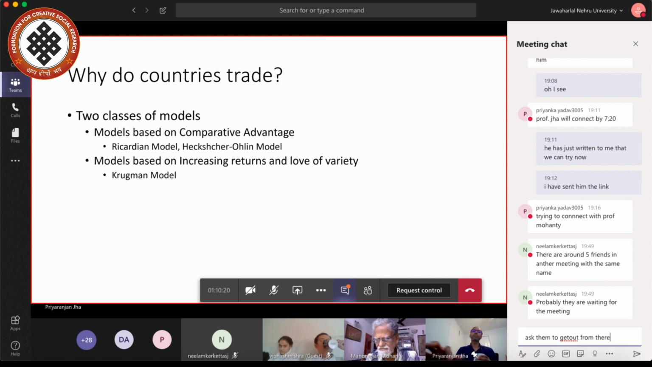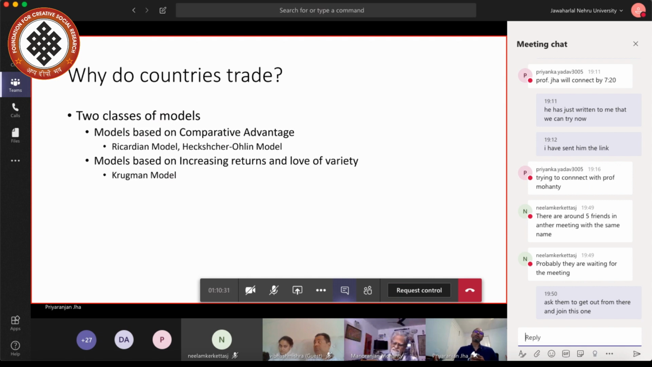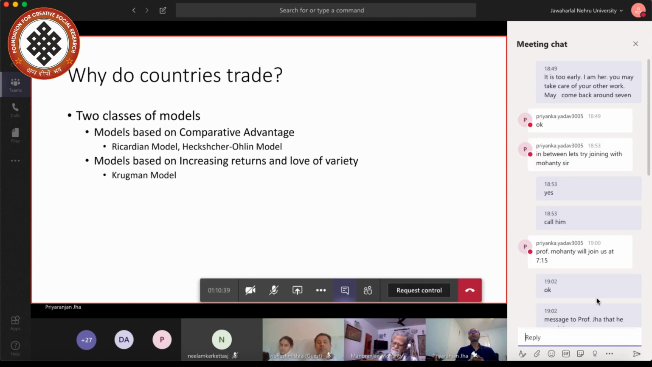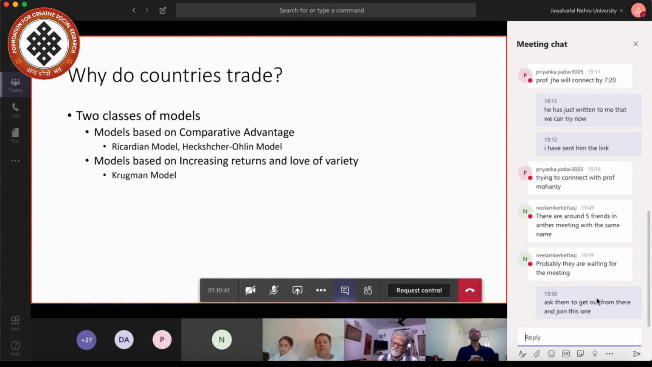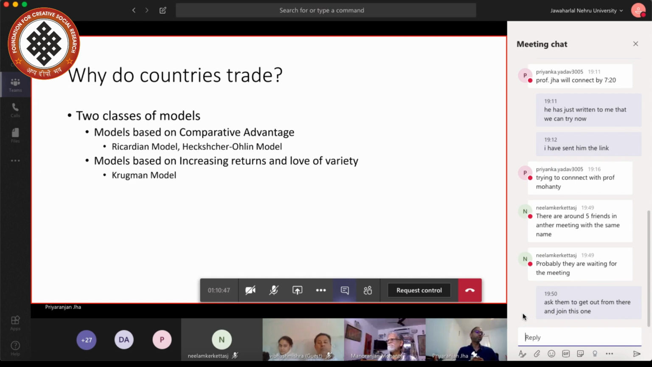The newer model of trade is based on increasing returns and love of variety. This is the Krugman model, for which Paul Krugman won the Nobel Prize in Economics in 2008. In these kinds of models, the idea is that a lot of production processes have economies of scale or increasing returns to scale. That is, if you produce a good at a large scale, then your average cost of production is going to be less.